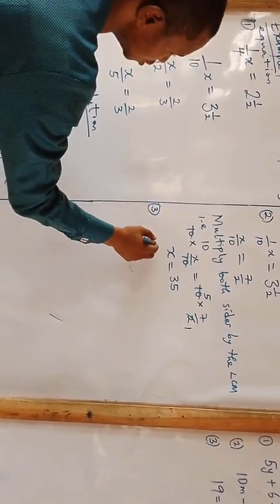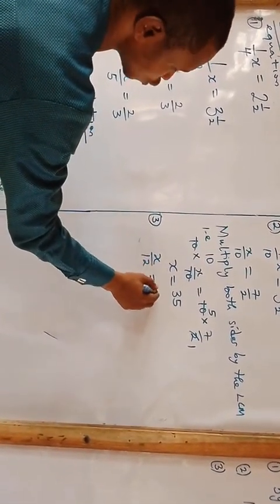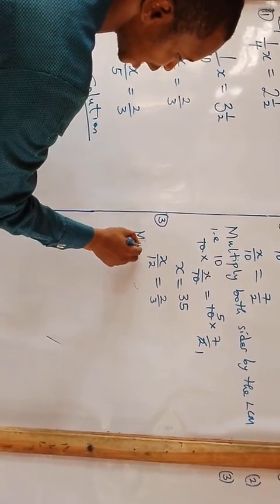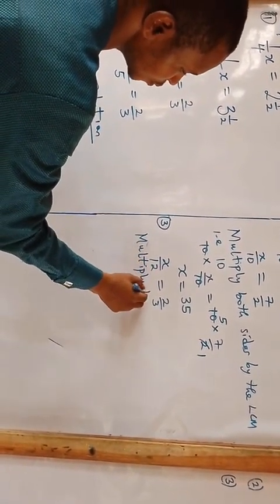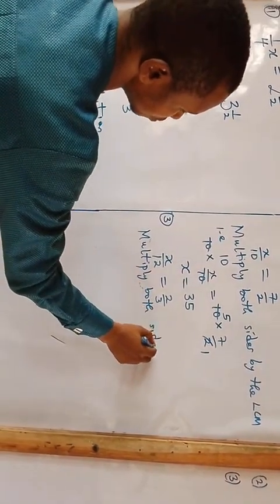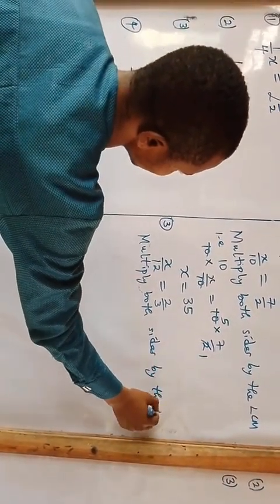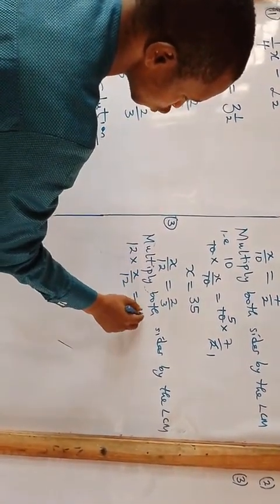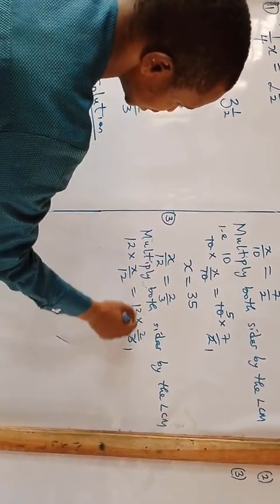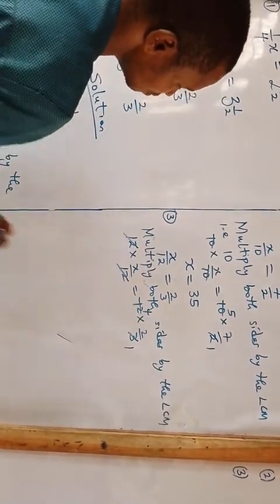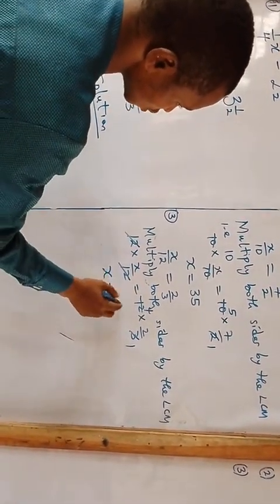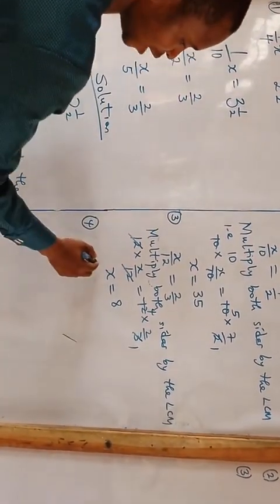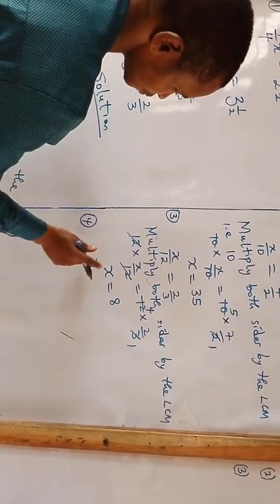Then let's solve question 3. Here we have x over 12 is equals to 2 over 3. So we are going to multiply both sides by the LCM. So we have 12 times x over 12 is equals to 12 times 2 over 3. 3 here 1, 3 here 4. 12, we eliminate 12. So we are going to have x is equals to 4 times 2, which will give us 8.